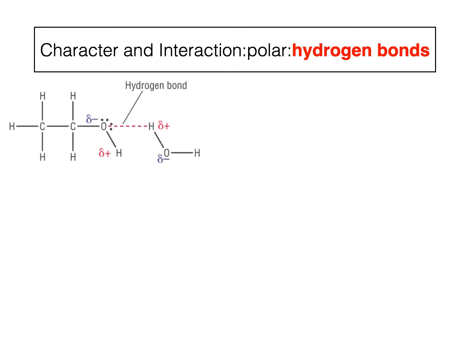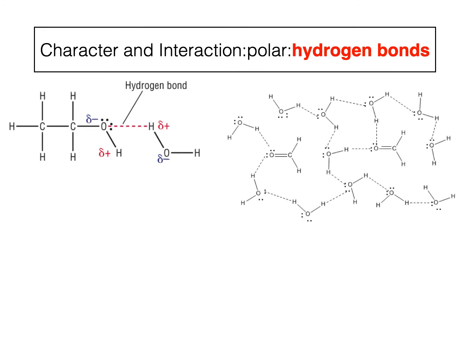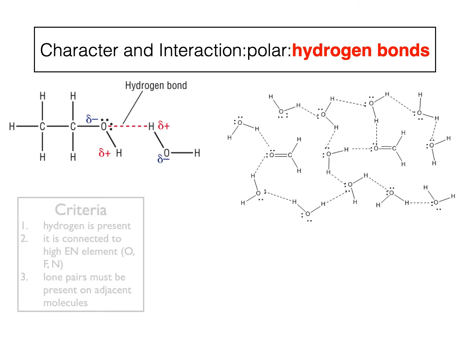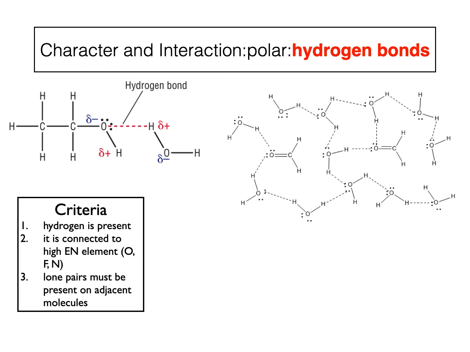And hydrogen bonds I'll depict here with two different diagrams. The left-hand diagram is water interacting with ethanol, and the right-hand diagram shows water molecules interspersed with formaldehyde molecules, and they look like they're forming bridges between each other. All right, so here are the criteria. Hydrogen bonds actually have criteria that have to be met before they possibly will exist between the molecules.